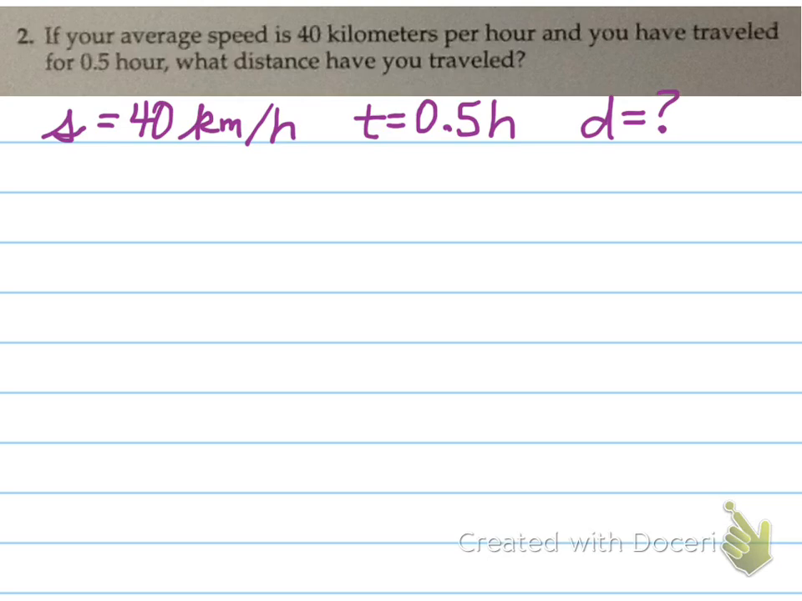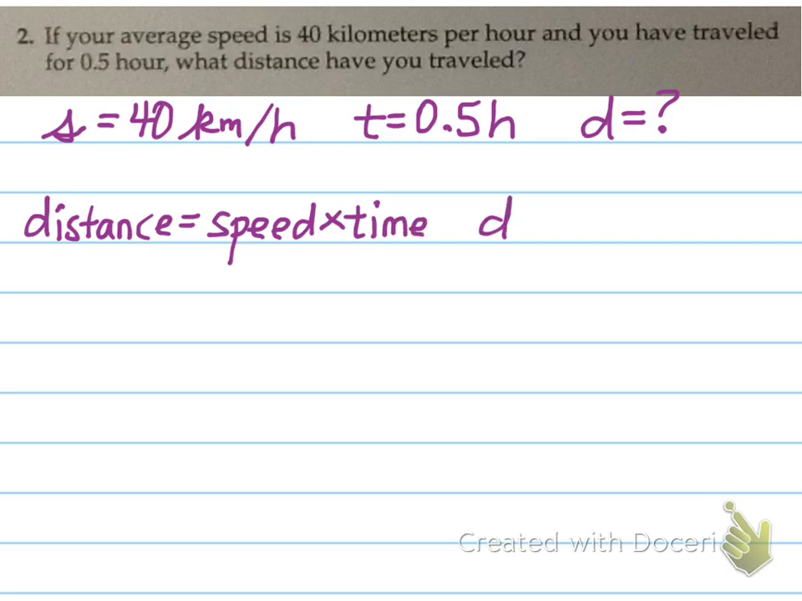So again, a couple choices. You can manipulate your equation if you're strong in algebra, or you can look in the notes that I gave you, where I gave you how to calculate distance. Distance equals your speed times your time. Again, you can just do this in symbols as well.